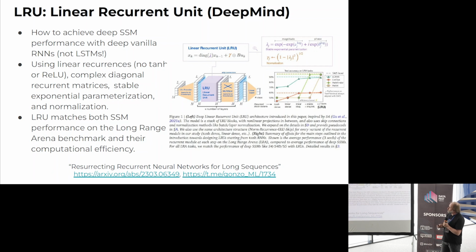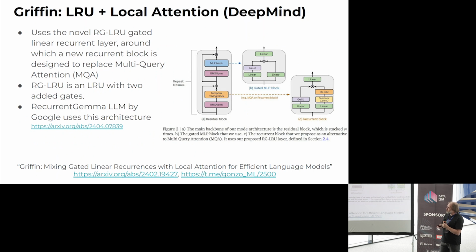Linear recurrent unit by DeepMind was a reimagining of good old RNNs, not even LSTMs. The idea was let's add some specific things like a very special form of matrices inside. Let's remove nonlinearities, and suddenly these models become parallelizable, and the original goal was to match performance of state space models. Again, it's a topic of a bit later talk, but DeepMind achieved good results with good old, almost plain RNNs, and later they created a new architecture called Griffin.